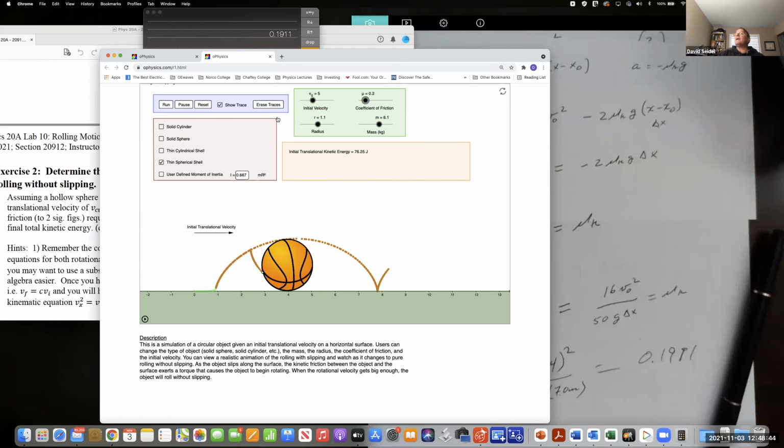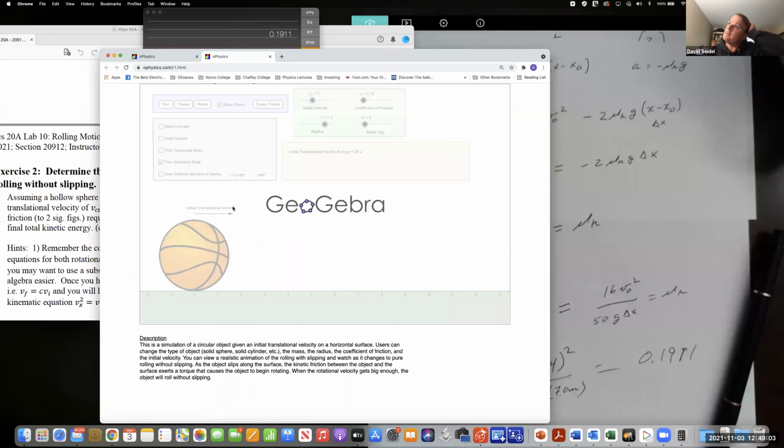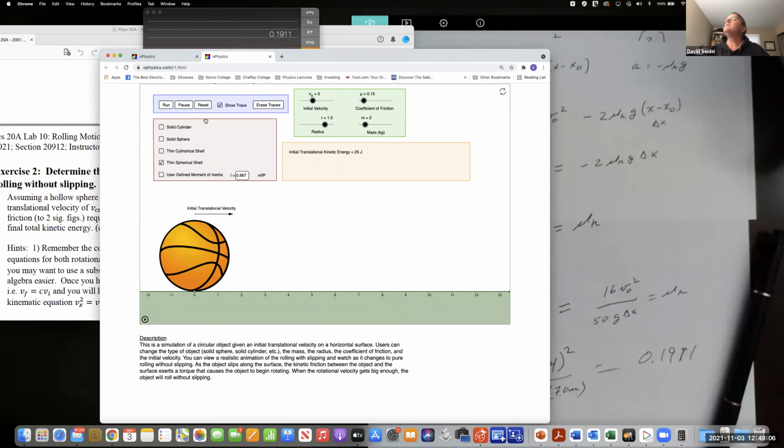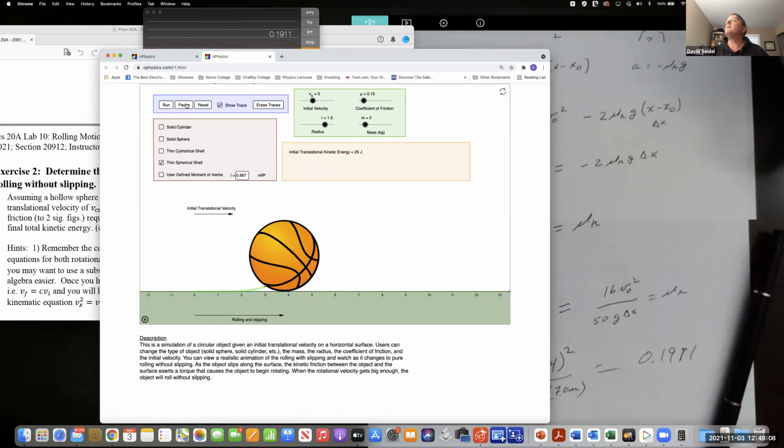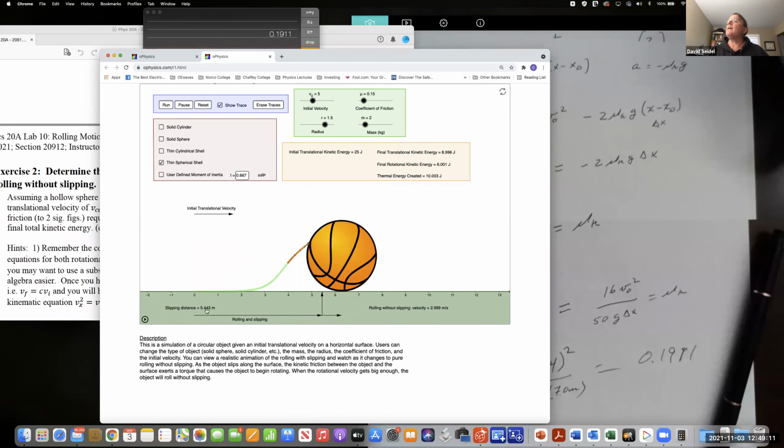But if I increase my initial velocity, let's reset this again. I think I seem to have crashed it. So here I hit run. Here was 5.443 for a thin spherical shell, initial velocity 5, coefficient of friction 0.15, radius 1.5, mass equals 2.